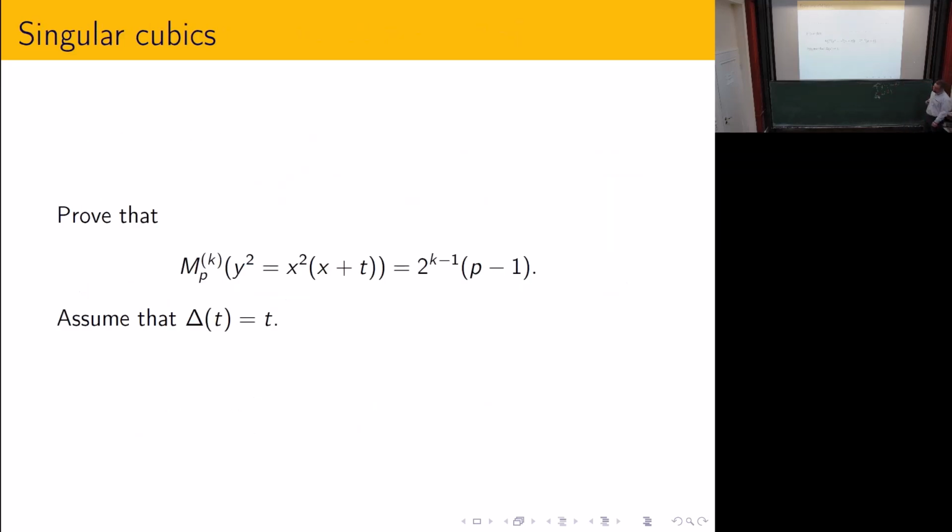Okay, all right. So this is a nice exercise. You can think in your mind how to prove it. If you have a singular cubic, that changes the situation a little bit. The k-th moment of the singular cubic is actually 2^k − 1 times (p − 1). That's an easy exercise. You just use the fact that you can parameterize the singular cubic in an appropriate fashion, and then you rewrite everything in terms of the a_k. So that's an easy case.